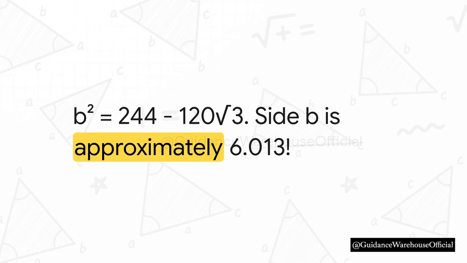Let's plug the numbers right into our formula. B squared equals 10 squared plus 12 squared minus 2 times 10 times 12 times the cosine of 30 degrees. When we simplify all of that, 10 squared is 100, 12 squared is 144. We evaluate the cosine and we end up with b squared equals 244 minus 120 times the square root of 3. To find just b, we just take the square root of that whole thing. And quick reminder, because we're measuring a physical distance here, we only care about the positive square root. Punch that whole shebang into your calculator and side b is approximately 6.013.